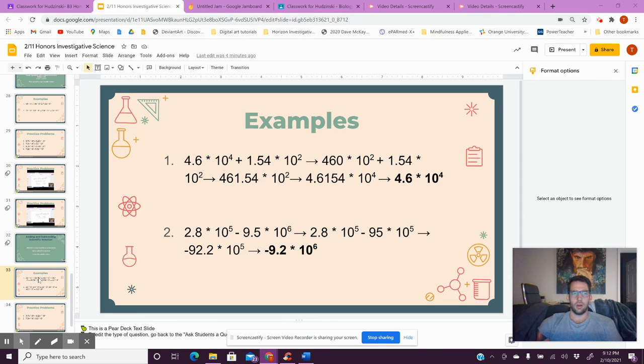On the next slide are 2 practice problems I'd like you to do, and then I will walk through them for you on the slide after that.